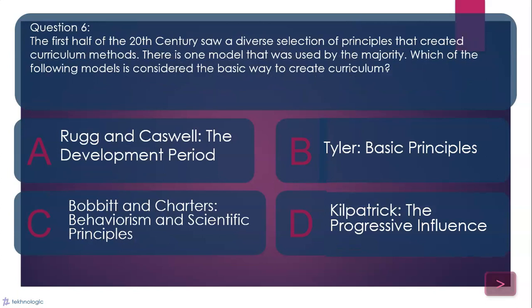Question 6. The first half of the 20th century saw a diverse selection of principles that created curriculum methods. In particular, there is one model that was used by the majority. Which of the following models is considered the basic way to create curriculum? Is the correct answer A. Rugg and Caswell, The Development Period, B. Tyler, Basic Principles, C. Bobbitt and Charters, Behaviorism and Scientific Principles, D. Kilpatrick, The Progressive Influence?